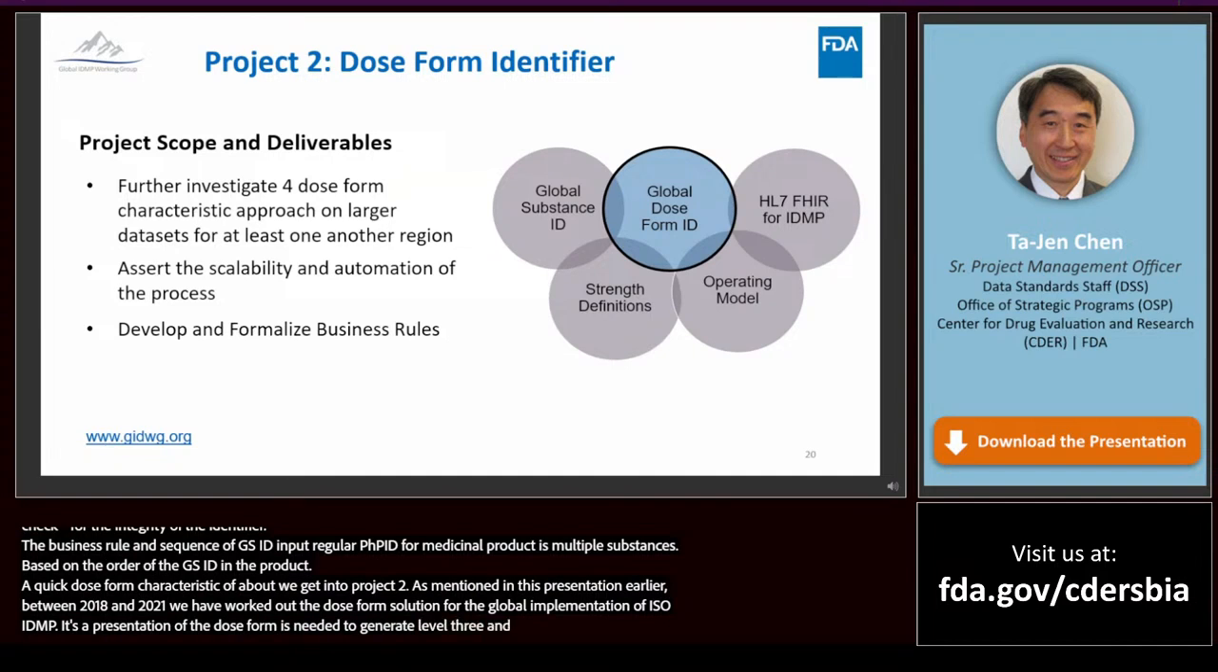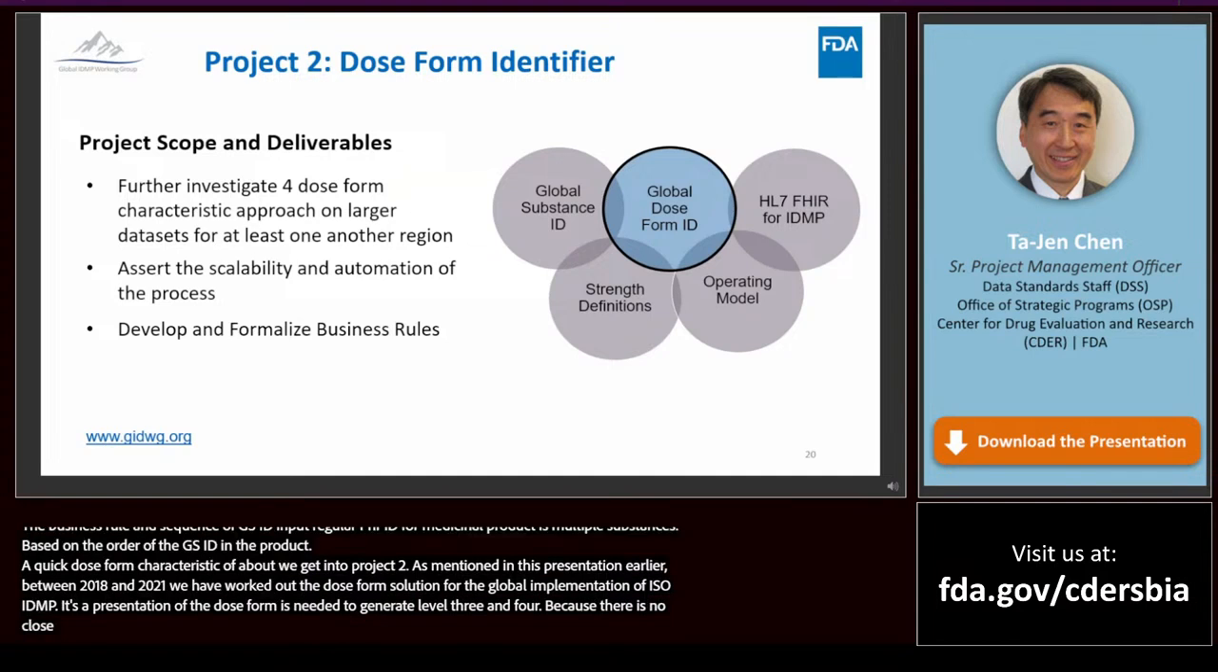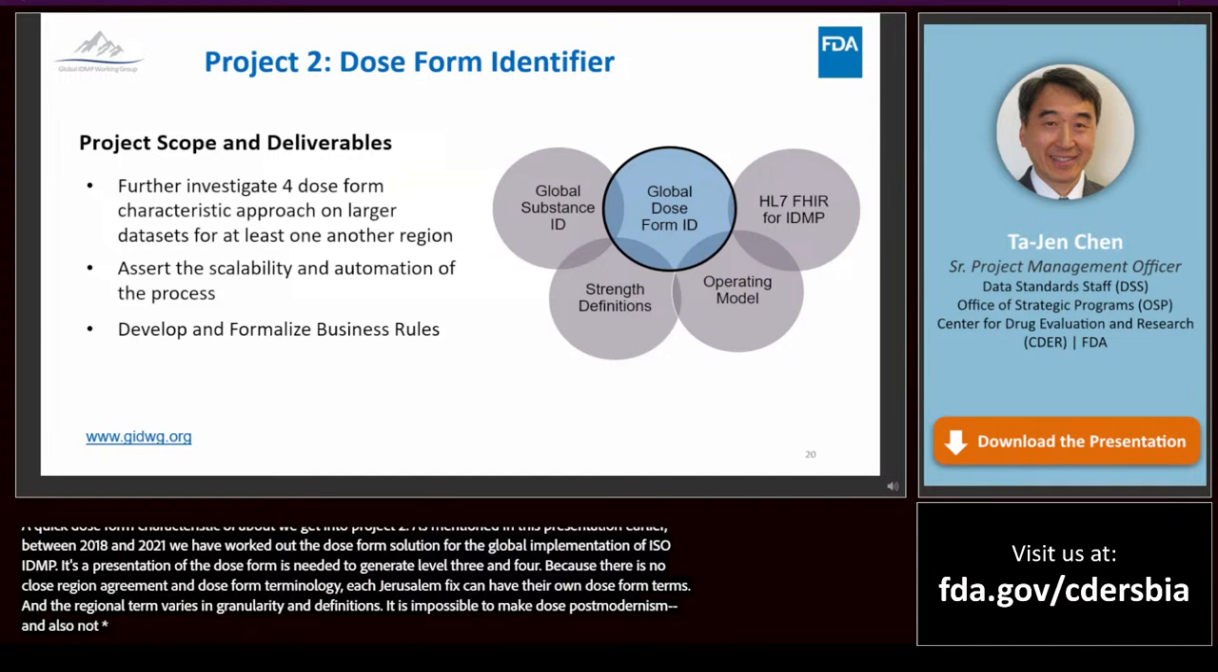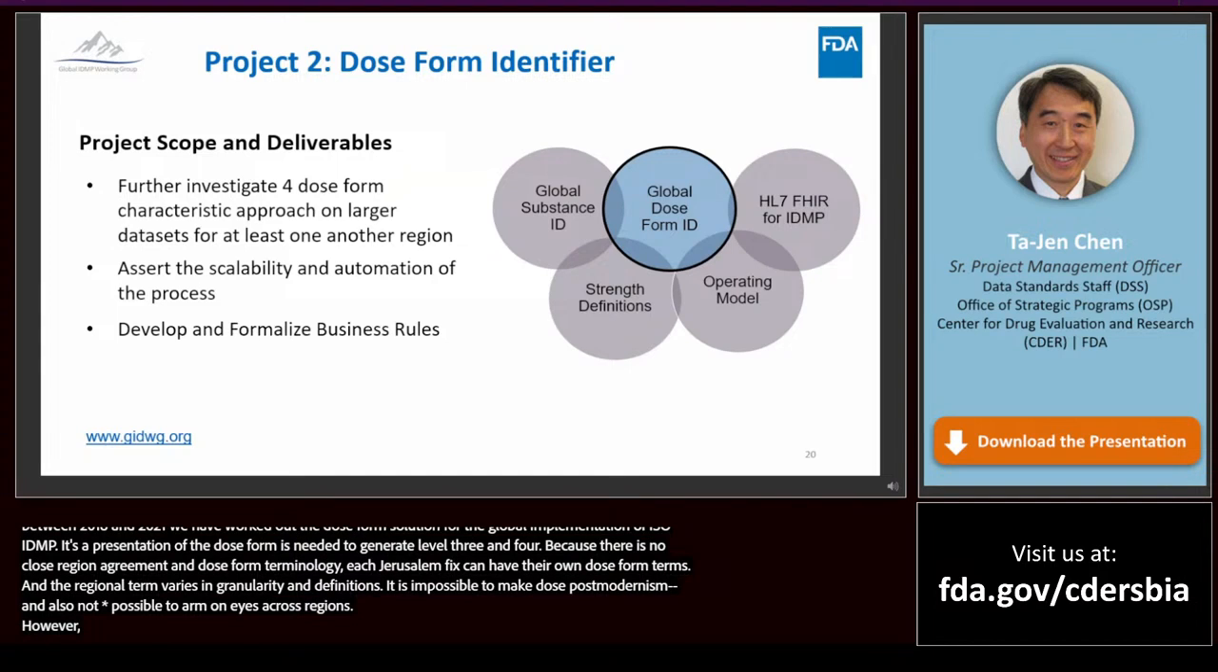Because there's no globally or cross-regions agreement on the dose form terminologies, each region or each jurisdiction can have their own dose form terms, and the regional terms vary in granularity and definitions. It is impossible to map those dose form terminologies among regions, and also not possible to harmonize the dose form terms across regions. However, the ISO 11239 standard specifies that each pharmaceutical dose form would have 7 associated characteristics, which we will see in the next slide.